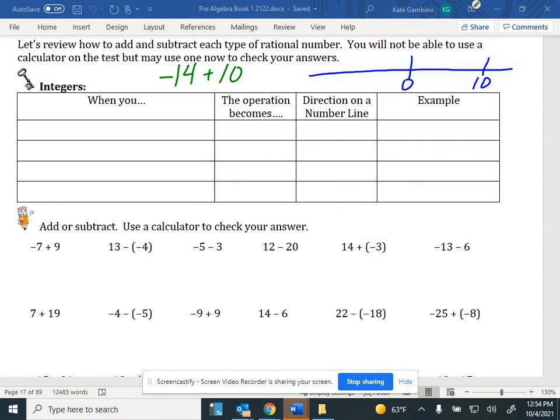So that means we're going to start at negative 14 and we're adding 10. So it's going to be what we said, when you add a positive, you're going to the right. So you would add a 10 to the negative 14 and you would end up at that negative 4. Okay? So it only changes it if the negative is the second number. Does that make sense, Paul? Yeah. Good question. Adding a positive is adding a positive, you go to the right. Subtracting a positive is subtracting a positive, you go to the left.